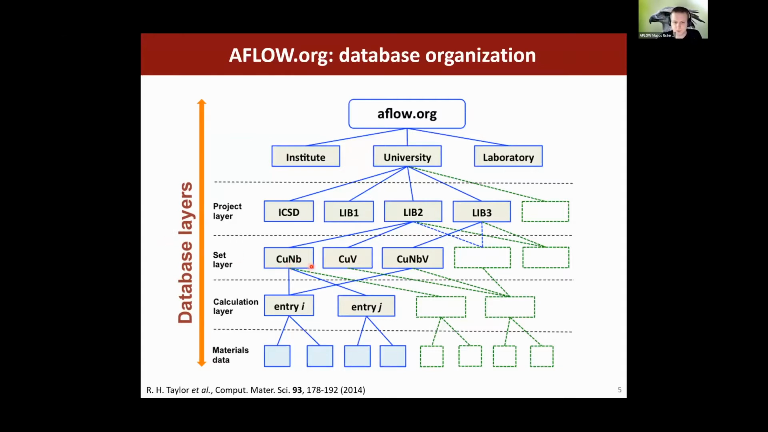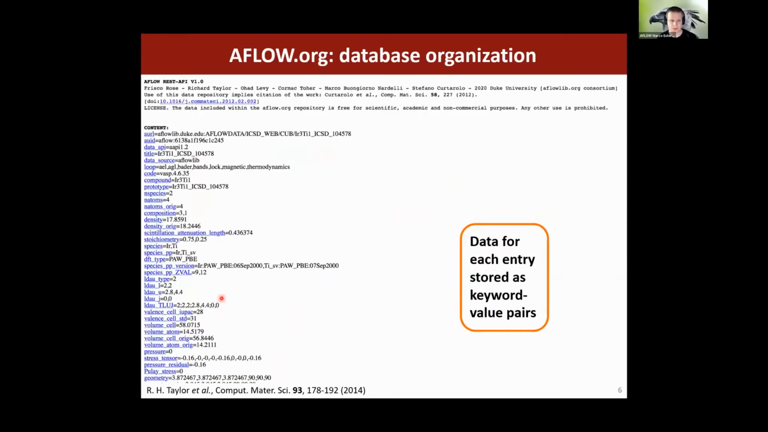Here we can see copper niobium alloys, copper vanadium alloys for lib2. Lib3 also has these ternary alloys, copper, niobium, vanadium, and each of them has different structures, different prototypes. David will talk more about this in a later session, but we have different sets, different calculations, and each of these calculations has materials data. And this is how such a data page looks like. We see iridium-3, titanium-1, it's an ICSD structure, and you have all these properties like the density, for example, that you can access using these data pages.